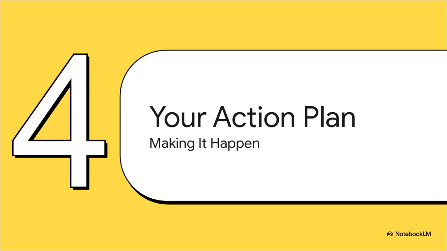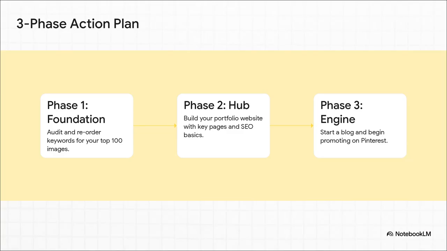Okay, I know, this all sounds great, but how do you actually start without getting totally overwhelmed? Let's break it all down into a concrete 3-phase action plan. This is how you really make it happen. Here is how you can tackle this without getting bogged down. We've broken it into 3 simple phases. First up, the foundation. For 1 month, just focus on one thing: auditing and reordering the keywords for your top 100 images on Adobe Stock.